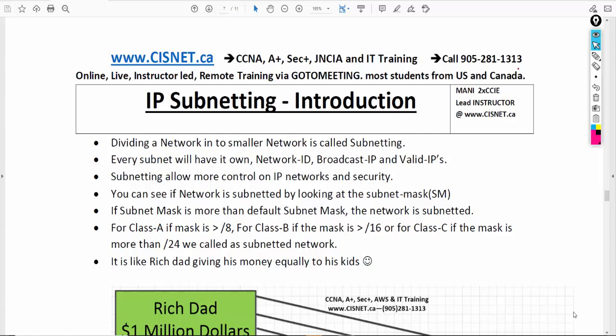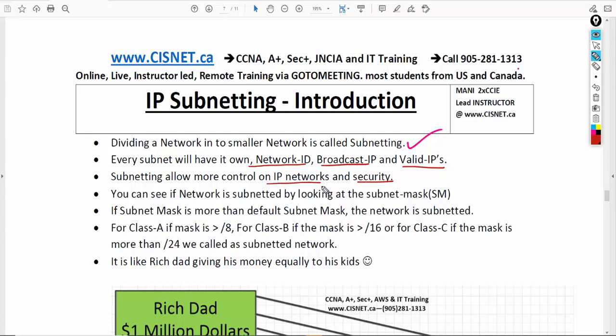Basically, subnetting means dividing a big network into smaller networks. That's the definition of subnetting. We'll go deeper. And also remember, when you divide, every subnet will have its own network ID, own broadcast ID, and own valid IPs. The main advantage of subnetting is that it gives more control of the IP network, and also it is more secure.